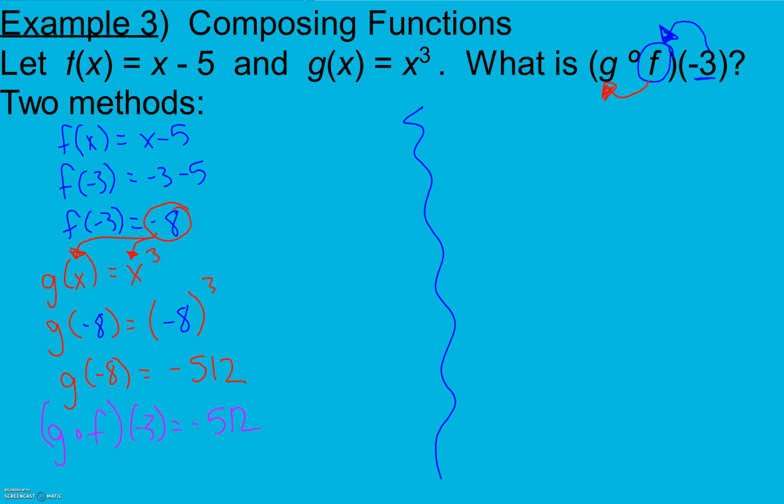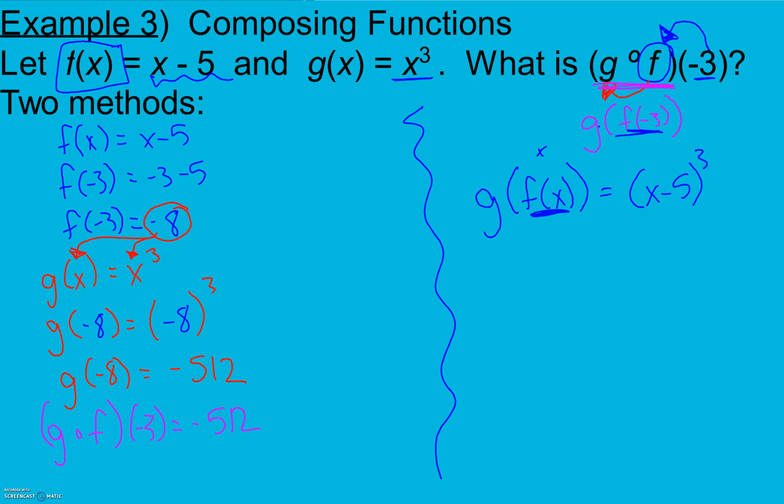The other way we can do this here, guys, is I can rewrite this as g of f of negative 3. And that means on the outside I start with g. So I take g and I substitute in f of negative 3. So I'm going to take my f of x first and substitute f of x, which is x minus 5, into g of x. So instead of having x cubed, everywhere I used to see an x, now I write f of x, or x minus 5. So x minus 5 cubed.